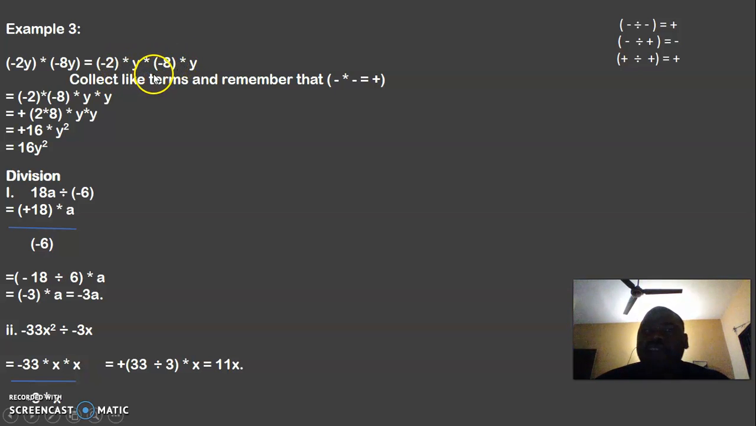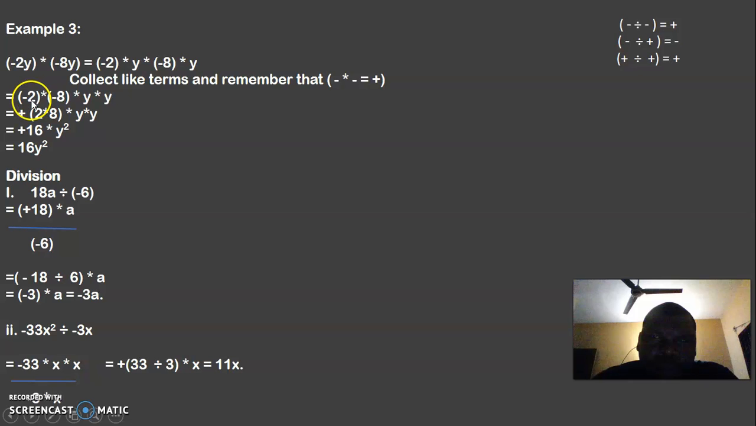So like we did in the earlier example, we're going to collect like terms, and remember that minus times minus is equal to plus. That's the multiplication rule. Minus times minus gives us plus. So minus 2 times minus 8 times y times y. We have two y's, this y and this second y. Minus times minus gives us plus, 2 times 8, times y times y.